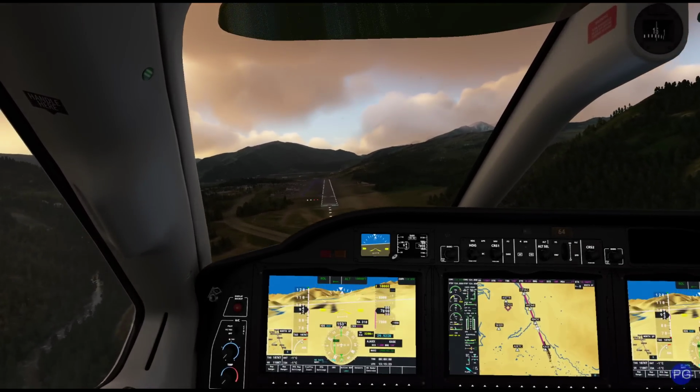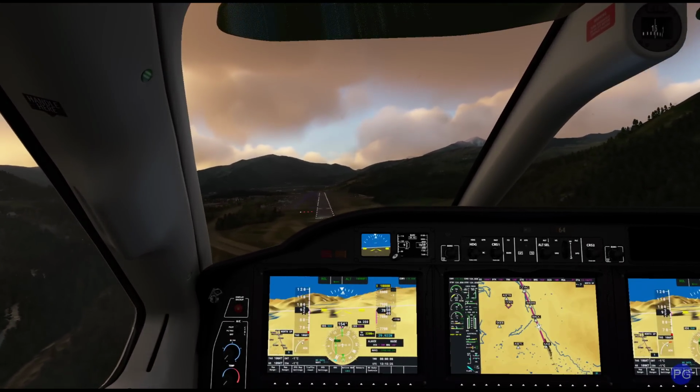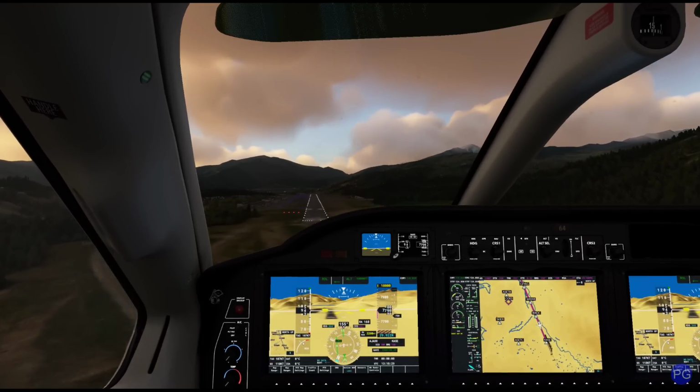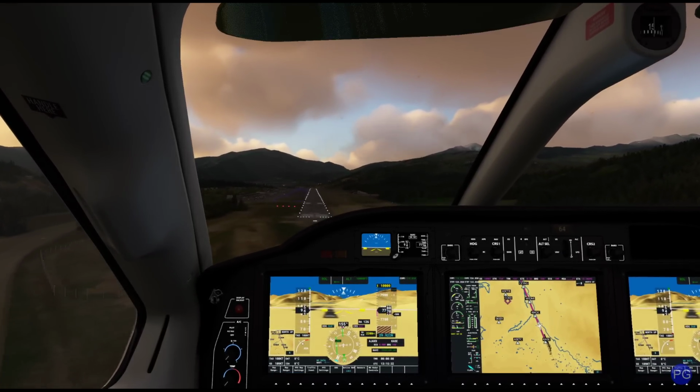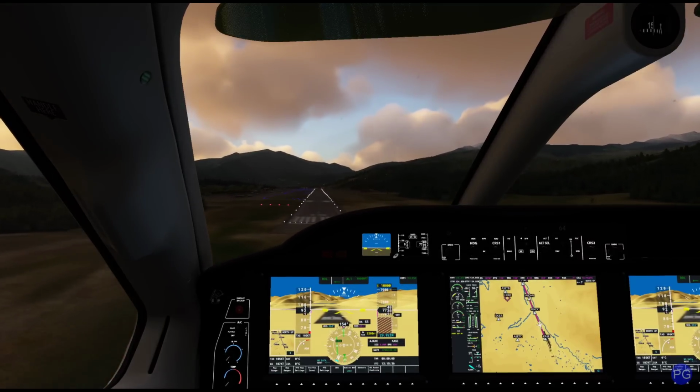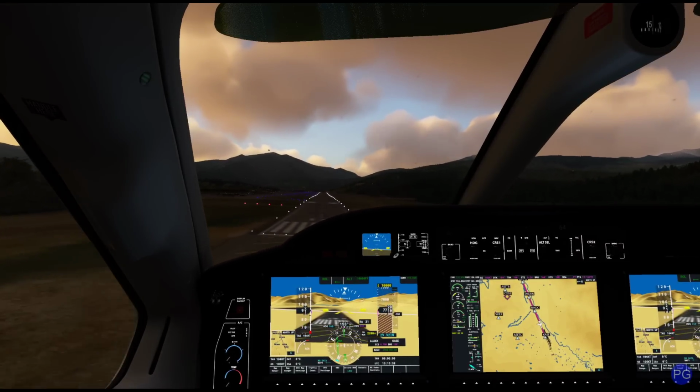Now, when you do normal localizer approaches, this is much, much simpler because you can basically just look out the window. And again, take a look at your glide slope. Some people actually like to dive all the way down to the missed approach altitude and stay there throughout the approach. That's tremendously dangerous to do, especially in areas where we have mountains this large.